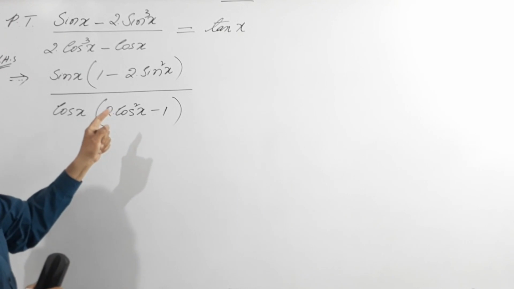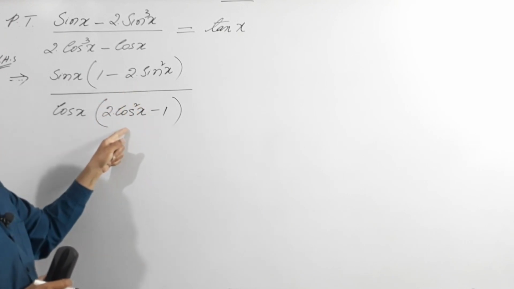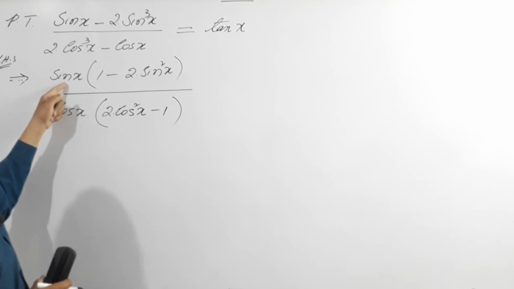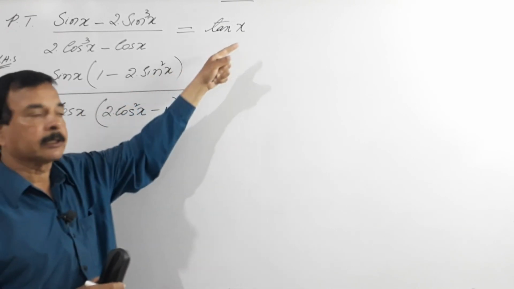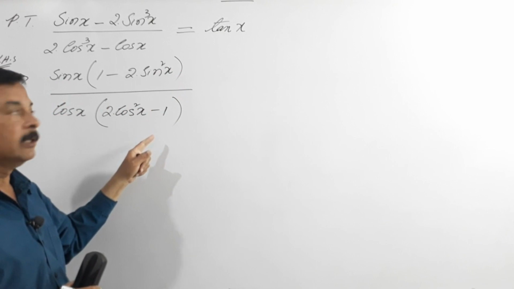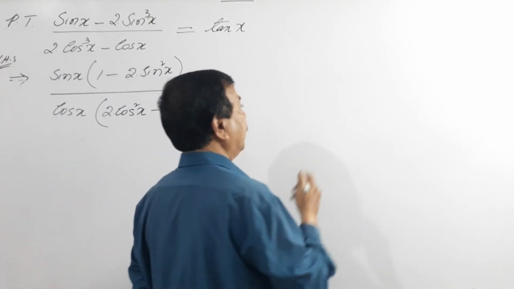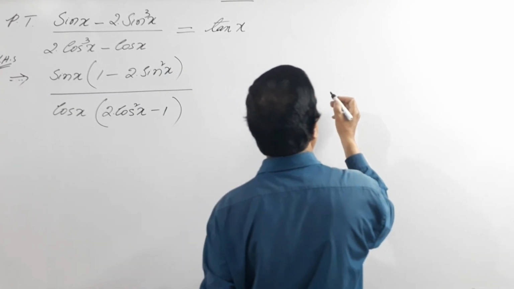Now I have to cancel this, isn't it? How will you go? Because you have got sine by cos. The moment you find sine by cos is nothing but tan x. But how do you get rid of this? So here we have the trigonometric identity, or Pythagorean identity, whatever you call it.